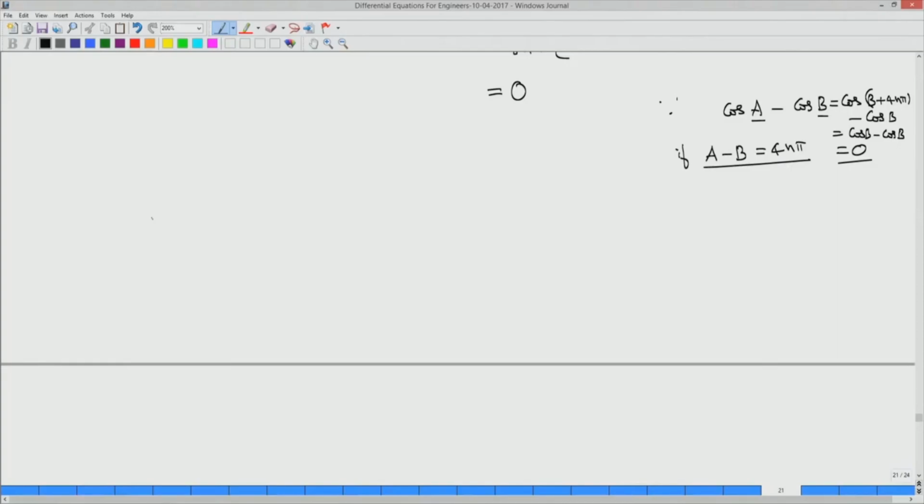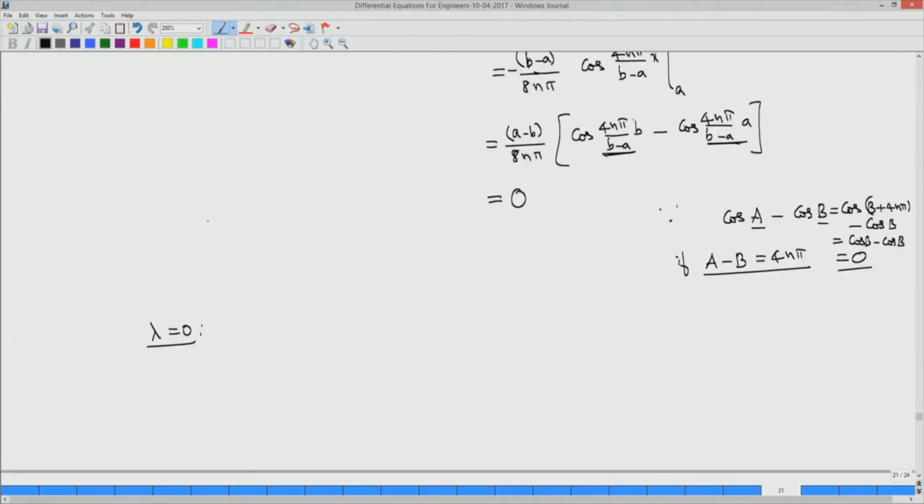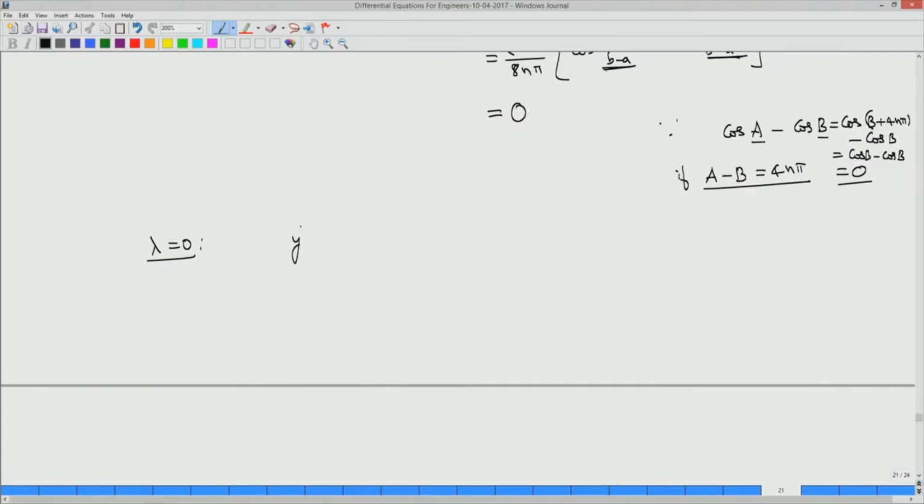So start with lambda equal to 0. If lambda equal to 0, what is the equation? The equation is y double dash plus lambda y equal to 0. So basically the equation becomes y double dash equal to 0, because lambda is 0. So the general solution is y of x equal to c1 x plus c2, where x is between a and b.